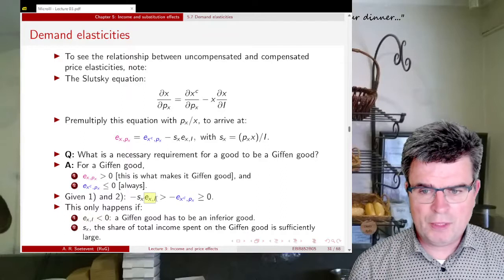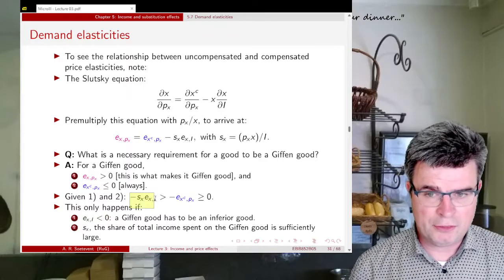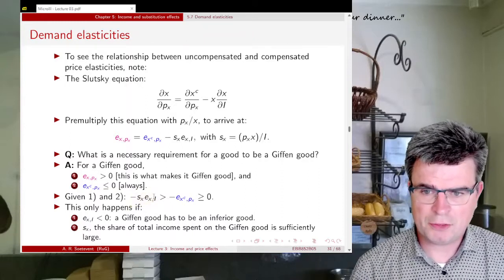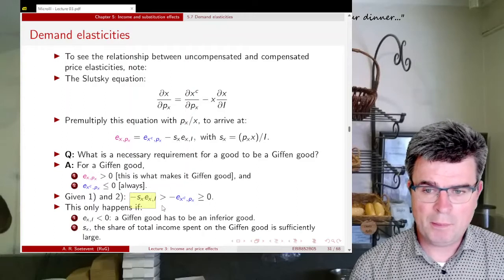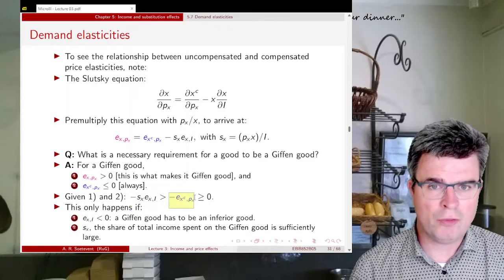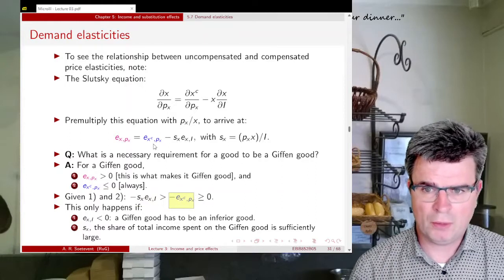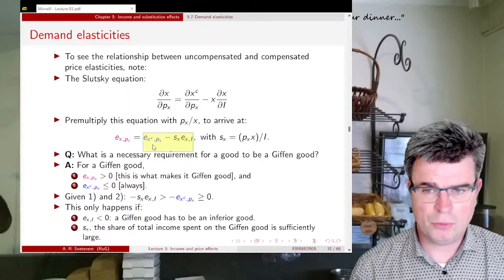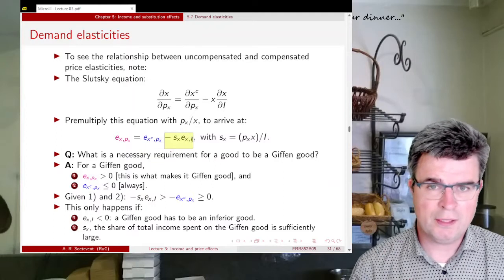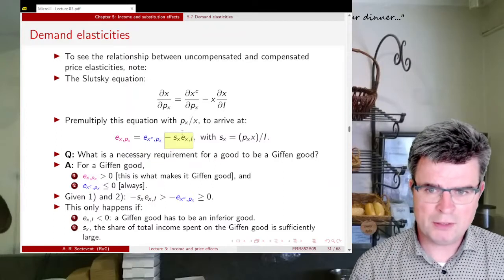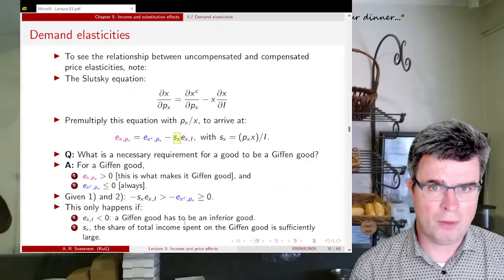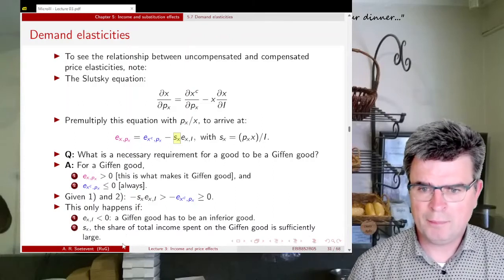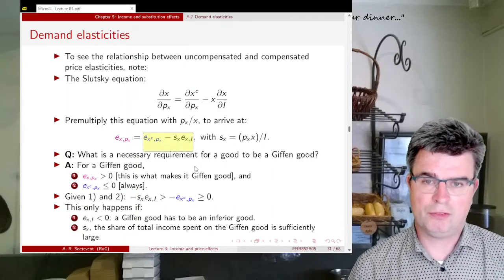So if this elasticity is negative, then this thing is positive, but it needs to be sufficiently positive, because this expression also needs to be larger than the negative of the compensated price elasticity. Otherwise, these two things together will still be negative. So these two terms together will only be positive if this thing is sufficiently large. So this implies that the share of income that we spend on our Giffen good needs to be sufficiently large in order to make this entire right-hand side positive.